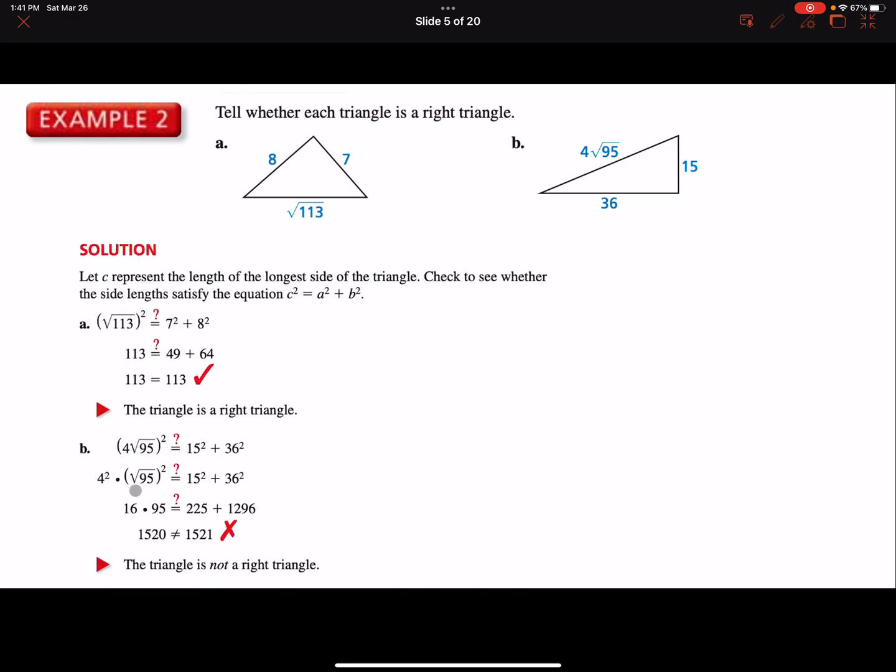Yes, the answer to B is here as well if you want to go over that. 7 squared is 49, 8 squared is 64. Add them together, you get 113. And since 113 equals 113, A is a right triangle. If you did B and you went over it, you're going to see that both sides are not going to be equivalent to each other. In fact, they're off by 1, which means that they're definitely not equal. So B is not a right triangle. Okay? B is not a right triangle.